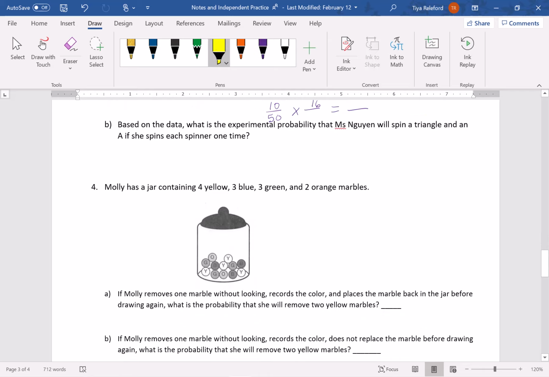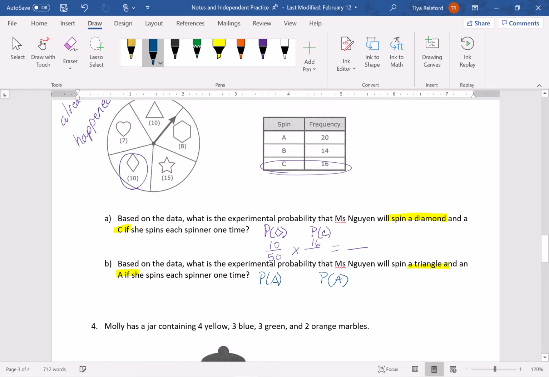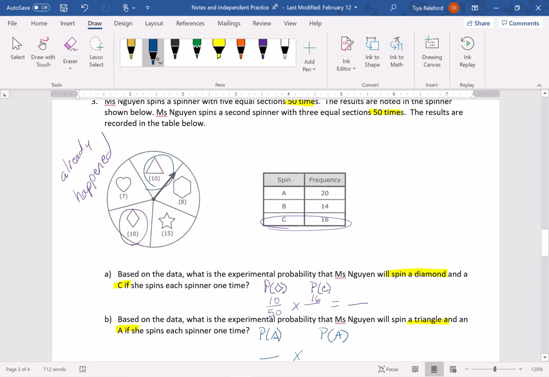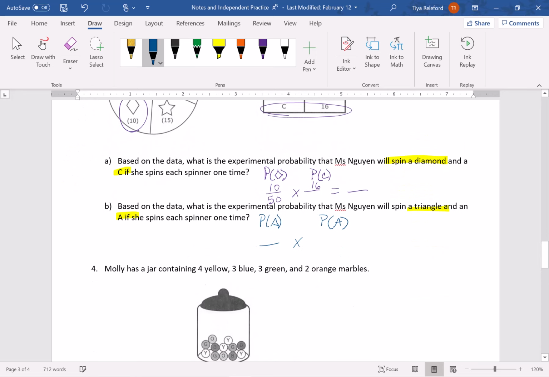Based on the data, what is the experimental probability that Ms. Wynn will spin a triangle and an A? So you need the probability of a triangle and the probability of an A. Triangle is 10 out of 50. Probability of an A is 20 out of 50. Now you can simplify. In the end, you can simplify at least by 10, probably by 100.